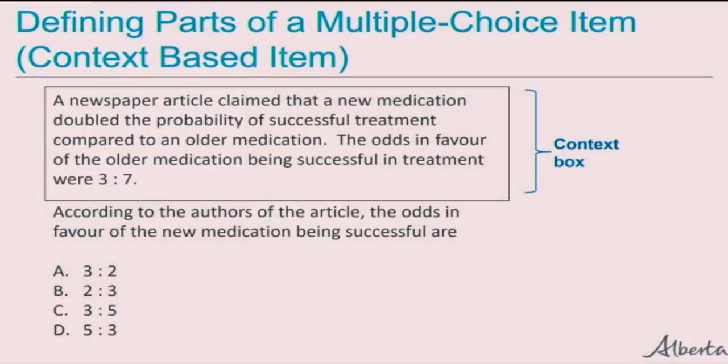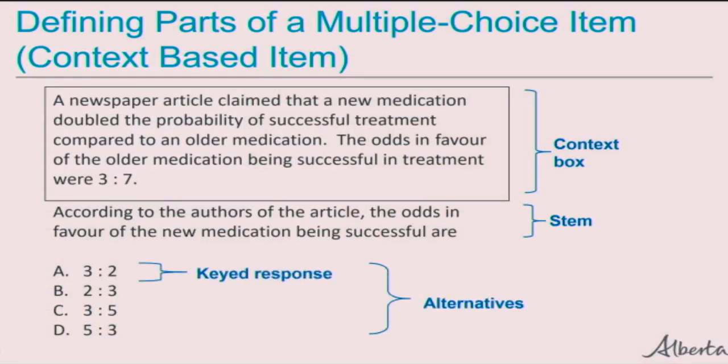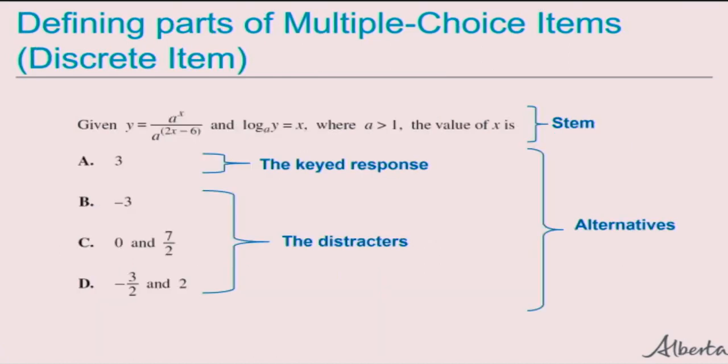There are two main types of questions, context-based and discrete. The parts of a context-based question are the context box, where key information and conditions are explained, the STEM, where the student determines what they need to do or find, and the alternatives, usually one correct response and 3 distractors. The STEM can be written as a full-stop question or in a complete the statement format. The parts of a discrete item are the same, except in this type of item, there is no context, which means that there is no context box.